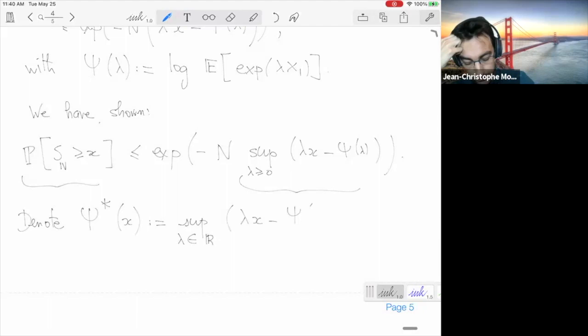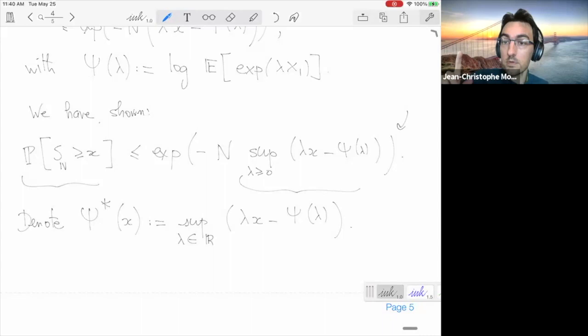In the computation here, it's only the sup over lambda non-negative which appears, but we had x positive. So you can show that when x is positive, because the variables are centered, taking the sup over lambda non-negative or the sup over lambda in R is the same. I think there is a proof of this in the handwritten notes, but it's not very difficult to show.